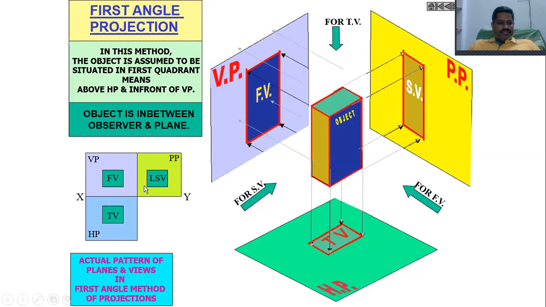As I said, the top view will come at the bottom of the XY line, the front view will come above the XY line, and then the left side view will come to the right side of the front view. This is the brief discussion we already did in our last session. Now let me move further.